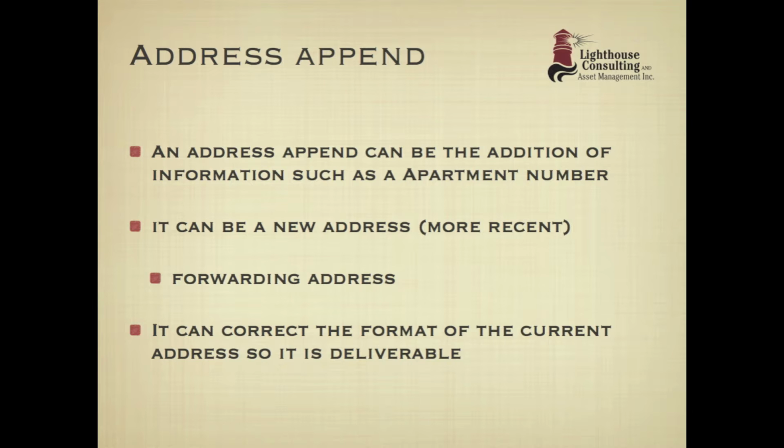The address append is an addition of more information to the address. It could just be an addition of something as simple as an apartment number. It could be a new address or a more recent address. It could be a forwarding address, possibly from the post office. And it can also be a correction of the format of the current address.